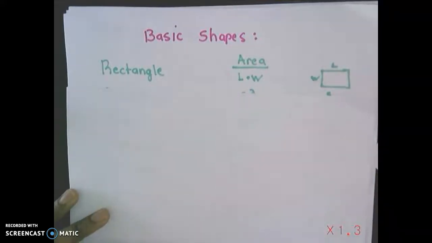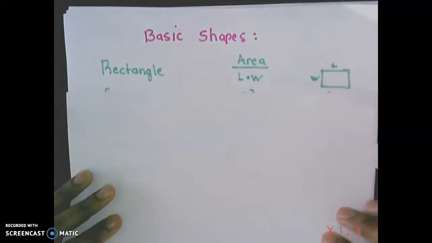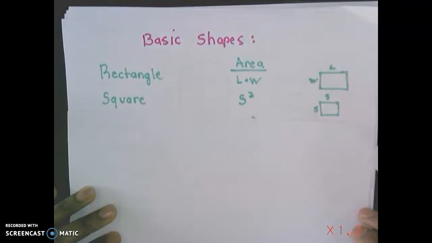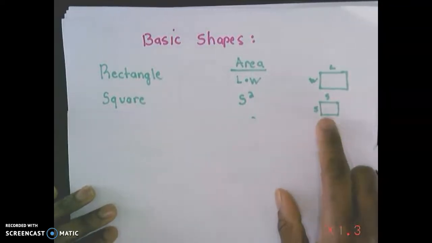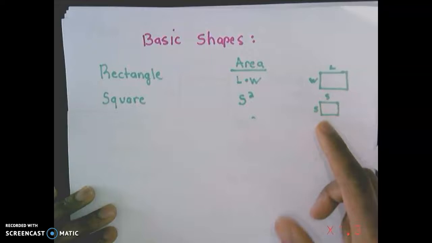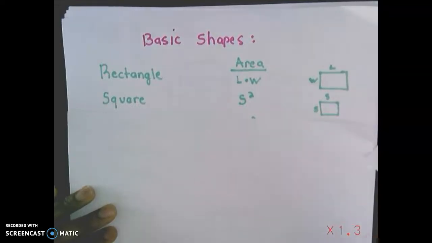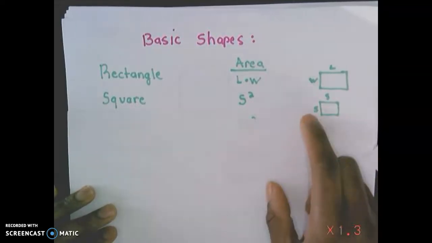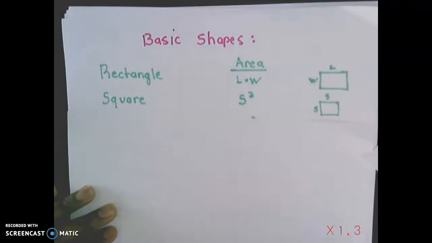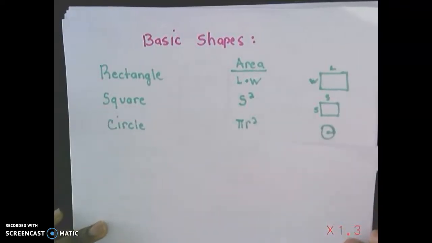And these are things that we know. That's why they call them basic shapes, because they're shapes that we're familiar with. The next one is a square. And to find the area of a square, you just take the sides and you multiply them together. So basically, a square is just a rectangle, but in this case, the length and the width are the same, has the same value. Another basic shape is going to be a circle.